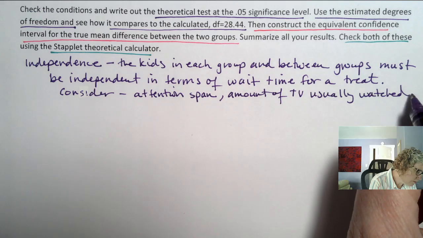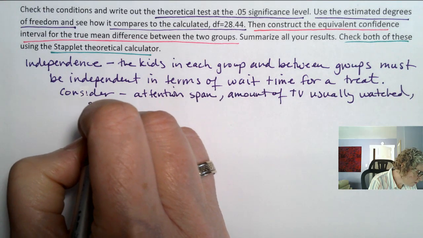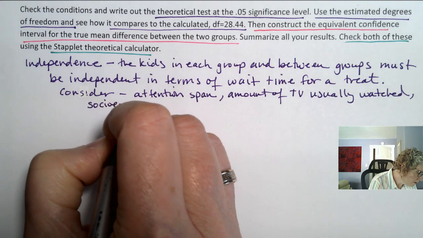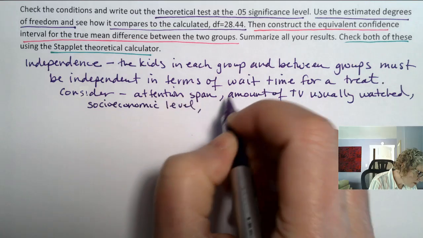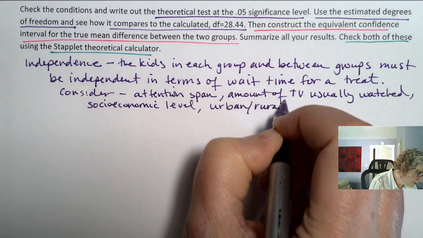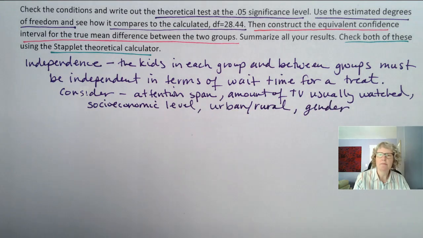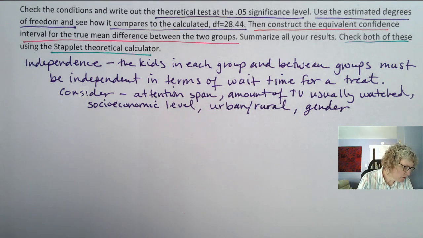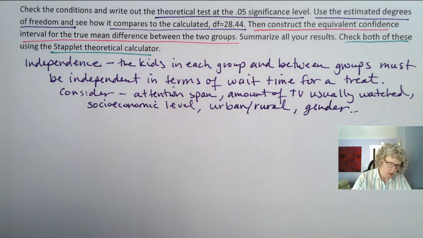Like maybe we would want to consider socioeconomic level, urban versus rural, gender, right? Boys and girls kind of mature at different rates, right? So could that be a factor as well? So we want to consider all those things. Okay.